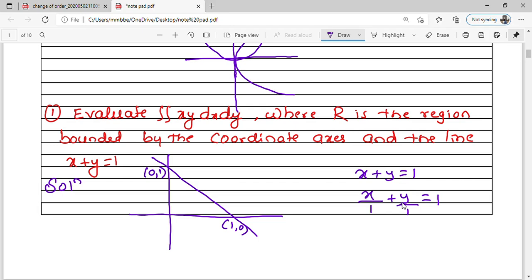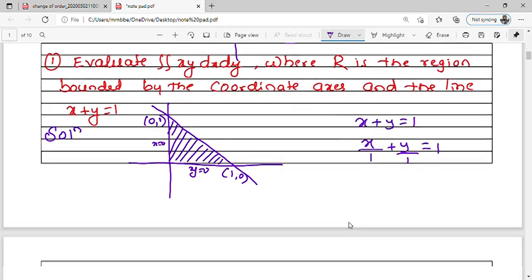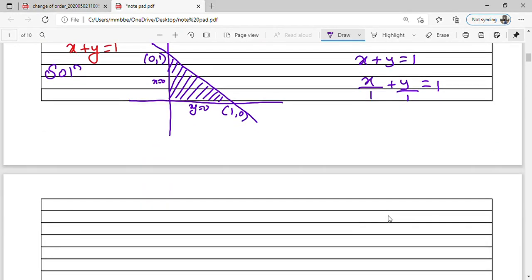This region is bounded by the coordinate axis, x equal to 0 and y equal to 0. So this is the area we are finding. If you understand this, then only we can solve the change of order. So we are finding the area of this triangle. See the limits for x and y here. What are the x limits?